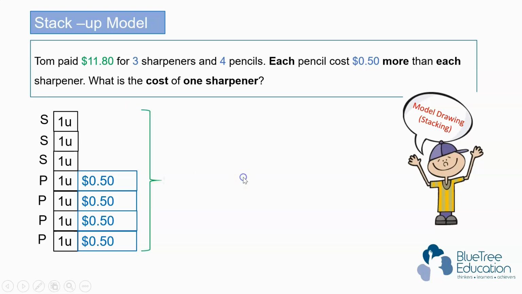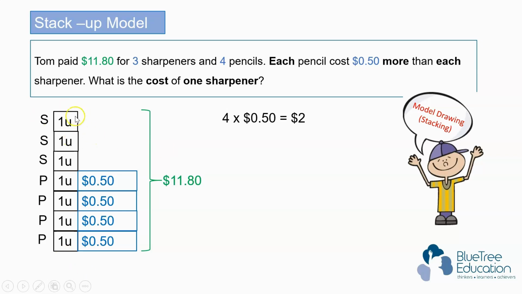We know that Tom paid a total of $11.80. So let's look at the model. If we were to group all the units up, we know there is a total of 7 units here and 4 groups of 50 cents. And if we were to add them up, it costs $11.80. So let's find out how much these 4 sets of 50 cents cost. 4 times 50 cents will give you $2.